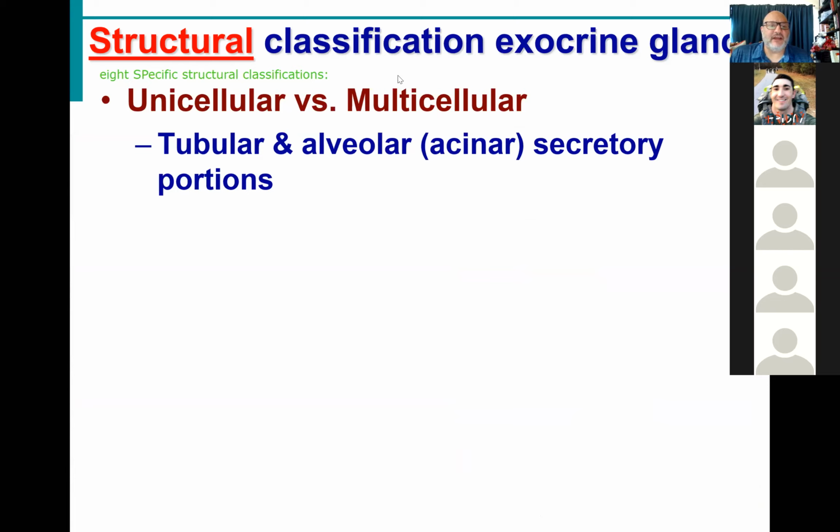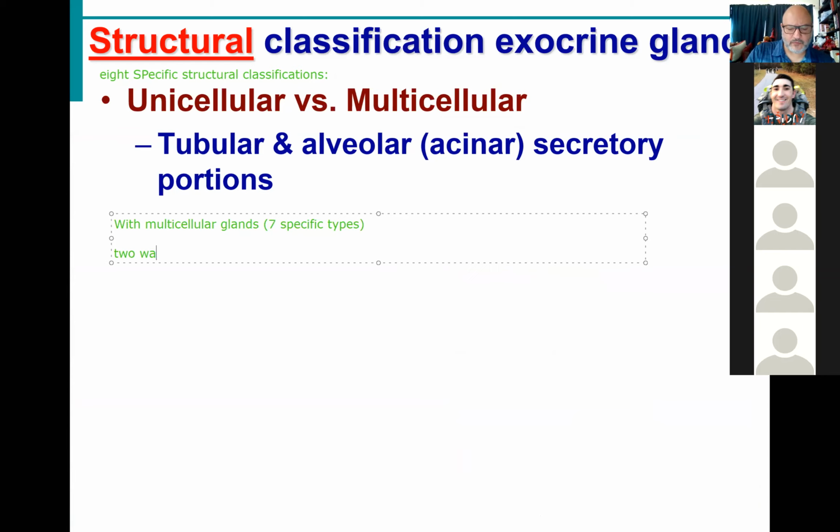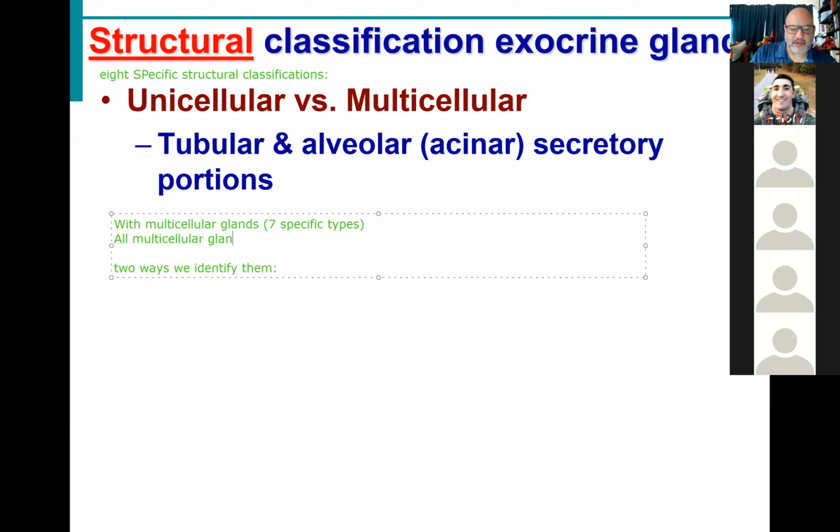With a multicellular gland, there are 7 specific types. We'll do the rules first, then we'll go through all the pretty pictures and everything. There are 2 ways that we're going to describe them. All right. Now, remember, these are multicellular glands made up of 2 or more cells. So with multicellular glands, all multicellular glands have 2 parts.